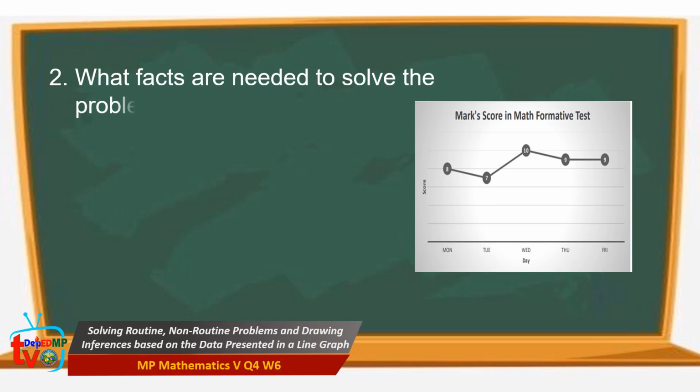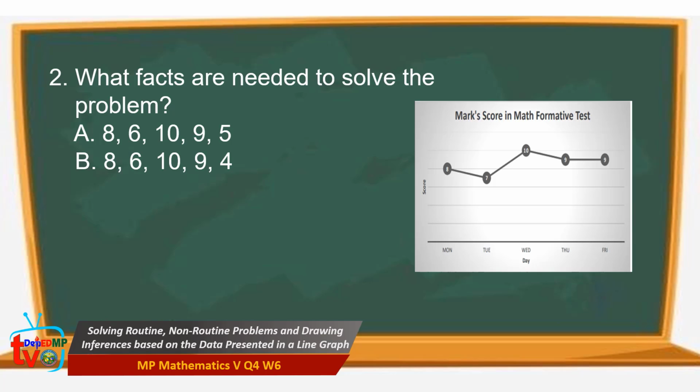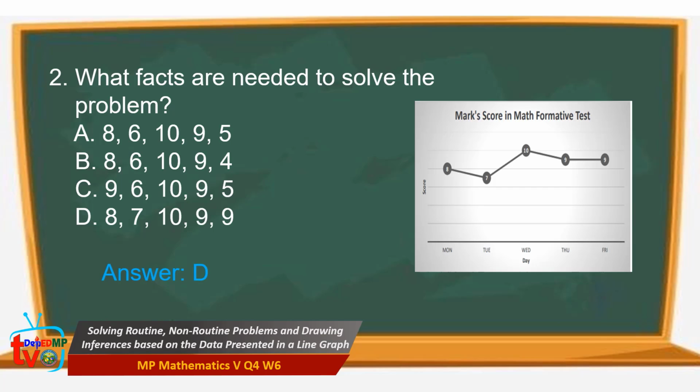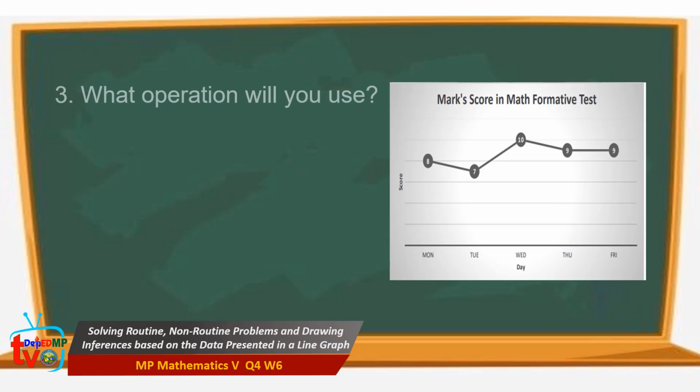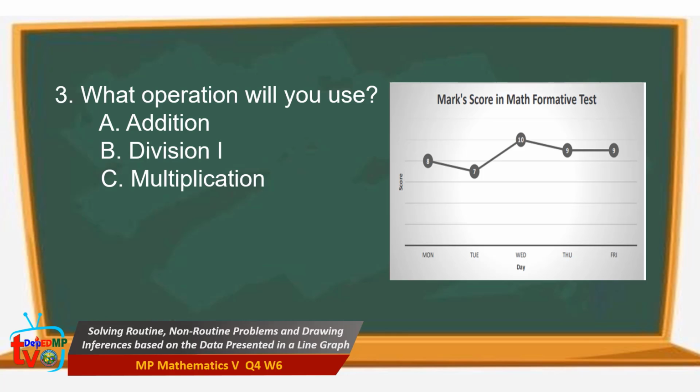What facts are needed to solve the problem? A. 8, 6, 10, 9, 5. B. 8, 6, 10, 9, 4. C. 9, 6, 10, 9, 5. D. 8, 7, 10, 9, 9. The answer is D. What operation will you use? A. Addition. B. Division. C. Multiplication. D. Subtraction. The answer is A.